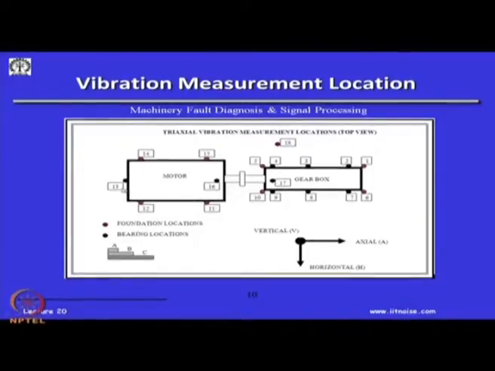13 is the non-drive end bearing, 16 is the drive end bearing, and this is a 3-stage gearbox. There are shafts like this: intermediate shaft, input shaft, output shaft. These shafts are supported on bearings 2 and 7, 3 and 8, 4 and 9, and then this is a bevel gear. There is a power shaft here.